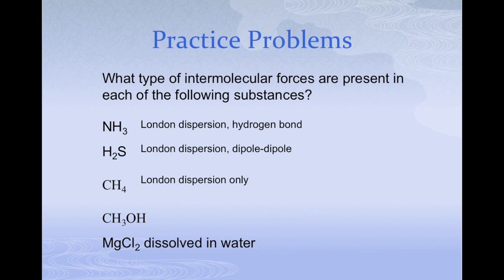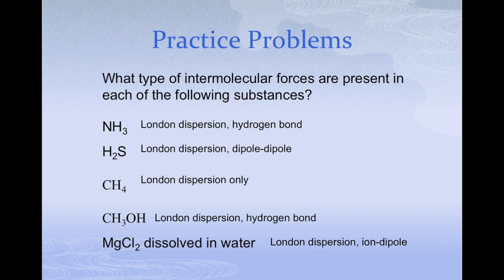And then we have CH3OH, or methanol. And in the OH, we have oxygen directly bonded to hydrogen, so this is a hydrogen bond, and it also has a London dispersion force. So methanol is a liquid at room temperature. And then if we have magnesium chloride dissolved in water, this is a salt. When it dissolves, it's going to form ions, and water has a dipole moment on it, so this is an ion-dipole bond. And of course, it also has the London dispersion force.